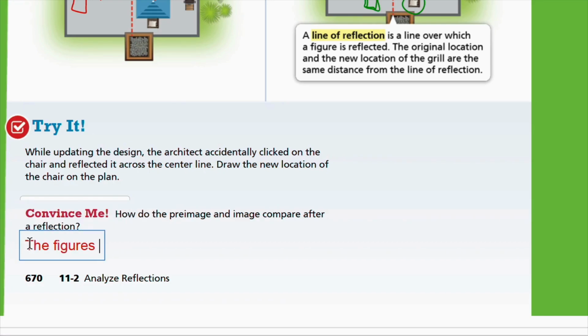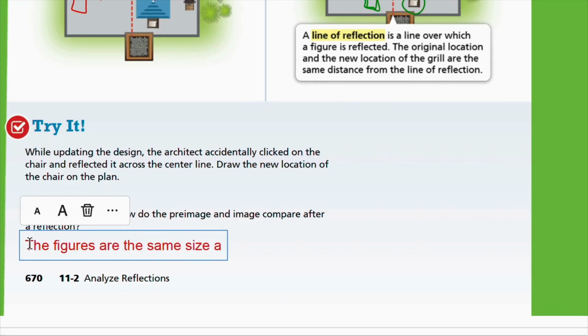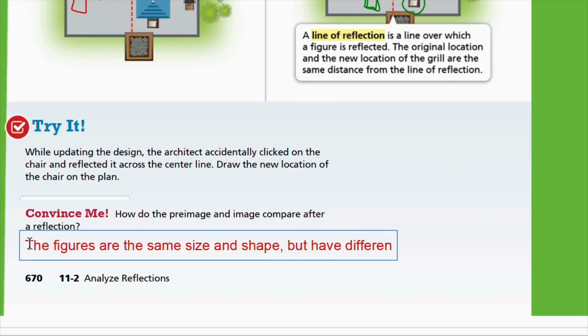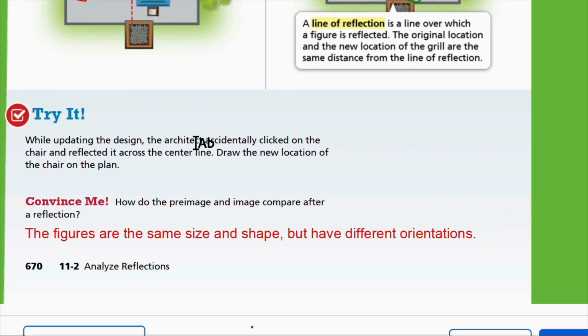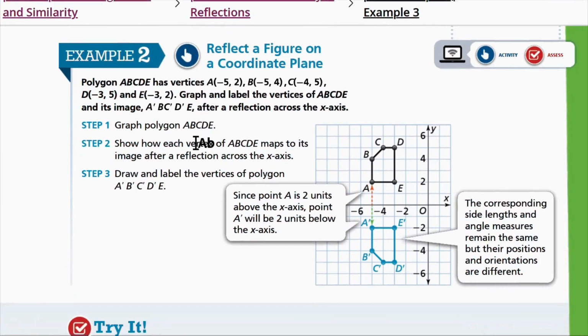It's the same distance. All the points should be the same distance from the line, which means a further point would be further away from the line on the opposite side, right? So the figures are the same size and shape, but have different orientations. Okay, let's move on to example 2.